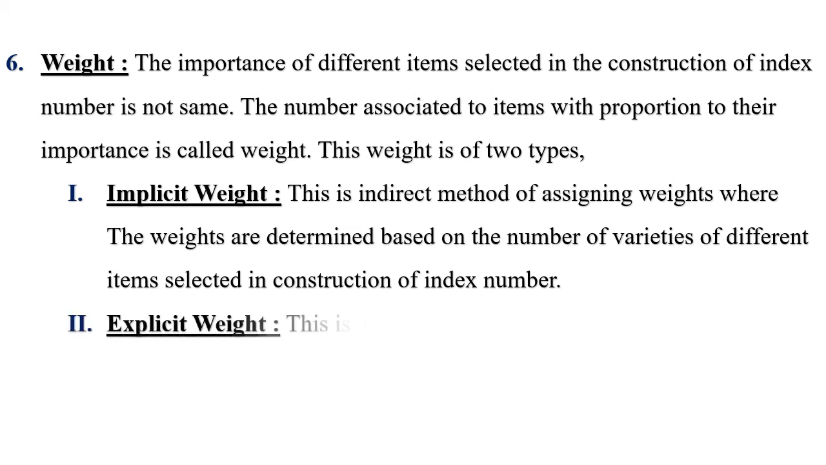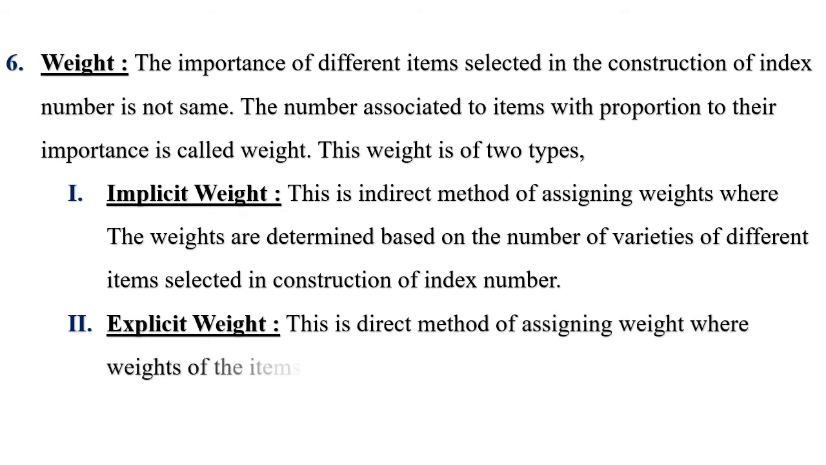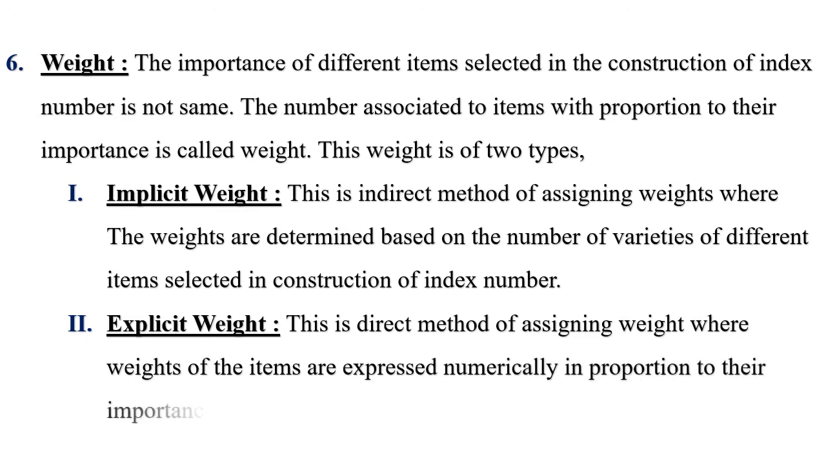The weight which we use regularly is the explicit weight. This is a direct method of assigning weight, where weights of items are expressed numerically, directly in proportion to their importance. That means I assign a number based on the importance of an item relative to the importance of other items. If I assign a bigger number, it means that item has more importance. If I assign a lesser number, that item has less importance. So this is an explicit weighting method, and this method is used practically in the calculation of the cost of living index number.